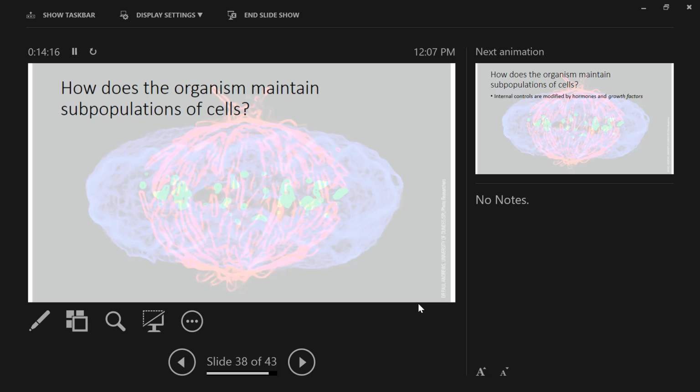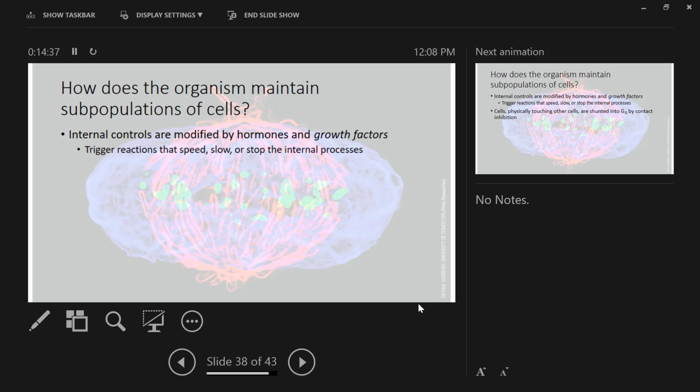Okay, so we need to talk through this. I don't have any pictures that go along with this, and so we'll talk about this. So internal controls, the production of those cyclins, the production of G1S cyclin or of M cyclin, all of that can be controlled by external factors, by hormones and growth factors, hormones that can slow or speed up or even stop the production of certain proteins inside of the cell. And so these are external controls that then have internal consequences.